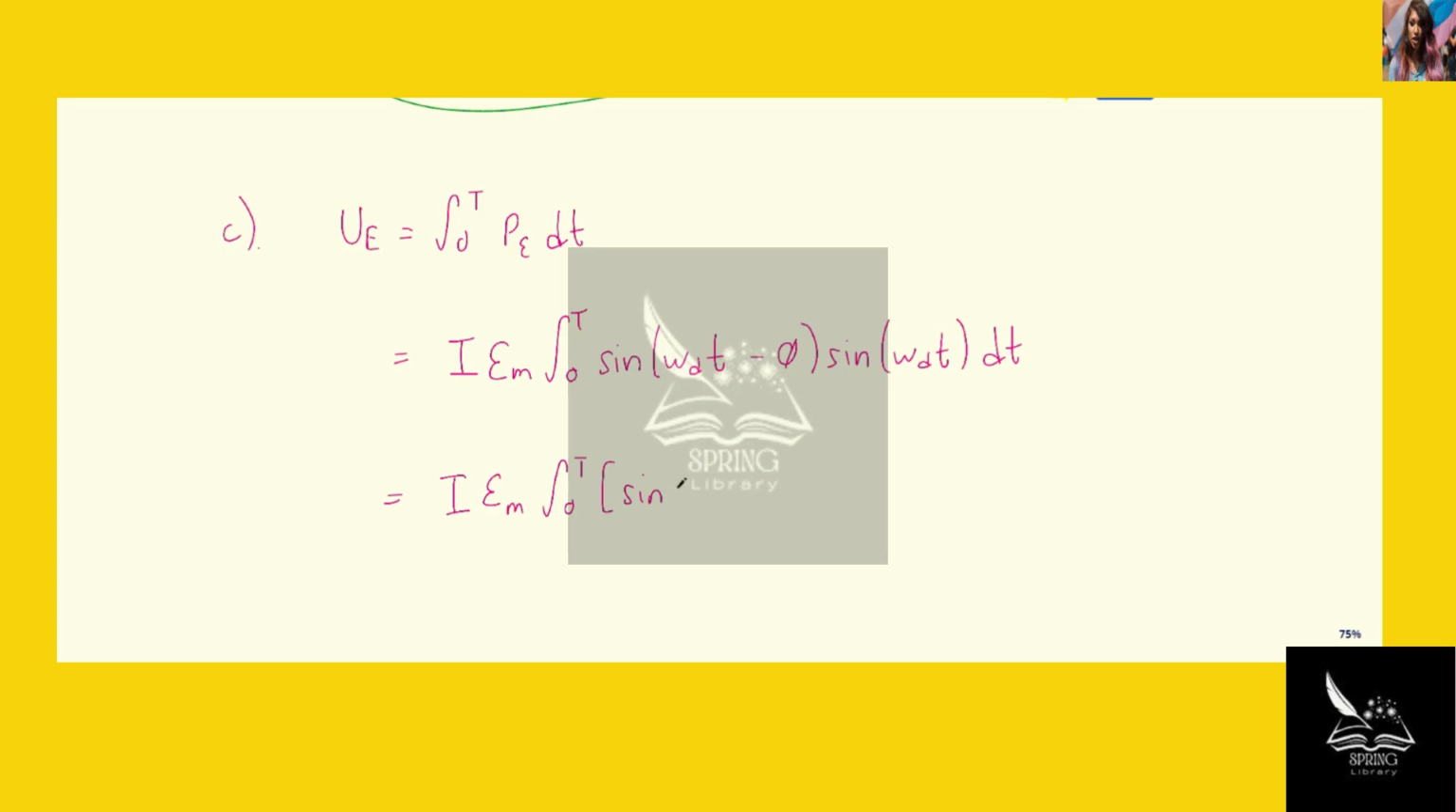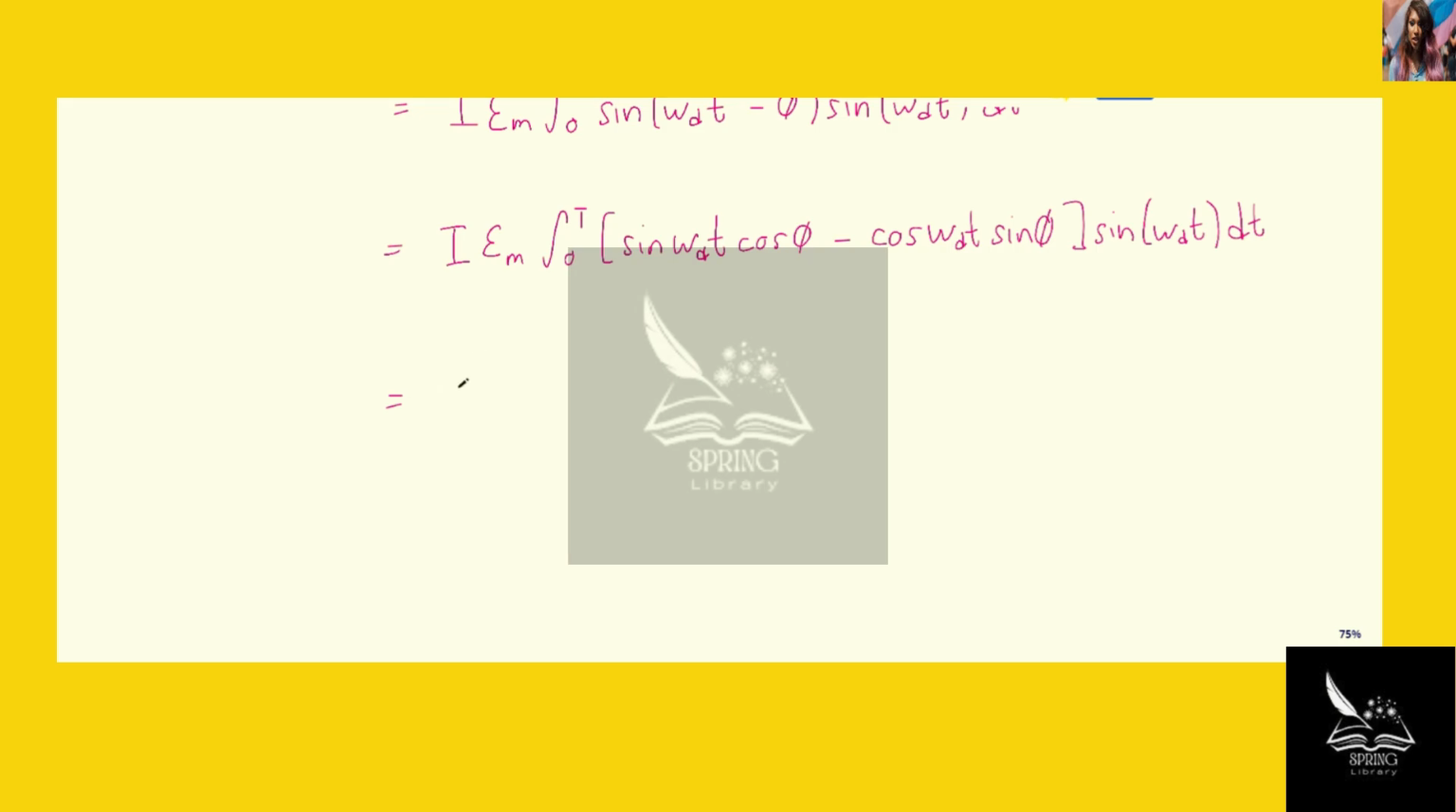sine omega d t cosine phi minus cosine omega d t sine of phi, all of this times the sine of omega d times t dt. And so solving this integral, we get this to be T over 2 times I epsilon m cosine phi, as required.